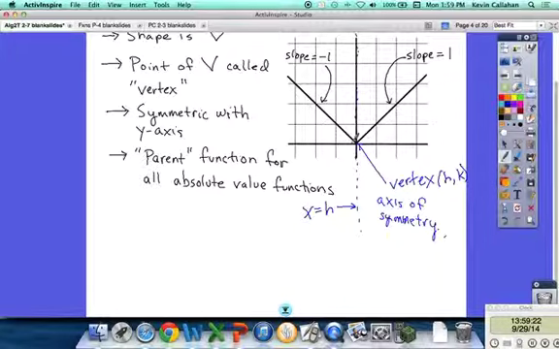Notice if you look at this line here, it has a slope of 1. If you look at this line, it has a slope of -1. I've drawn very carefully. Up 1, over 1, up 1, over 1. Good.